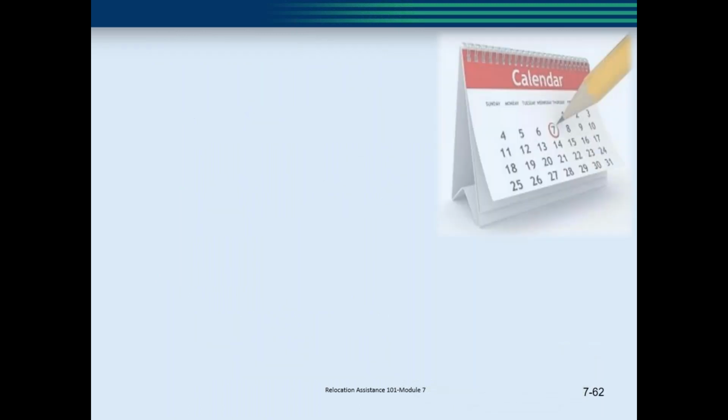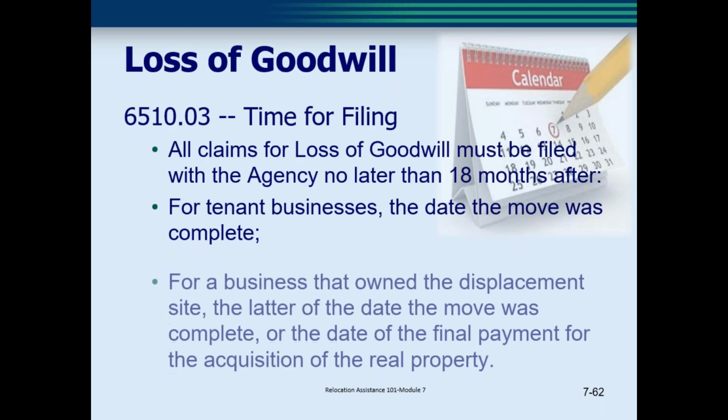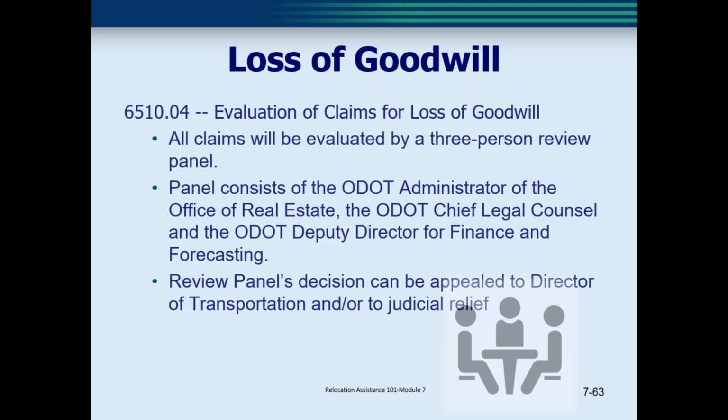So the timeline for filing for loss of goodwill: all the claims must be filed no later than 18 months after, either for a tenant, the date that the move was complete, or for a business that owned the displacement site, the latter of the date of either the move or the date that they received the final payment for acquisition. So, lots of goodwill claims.